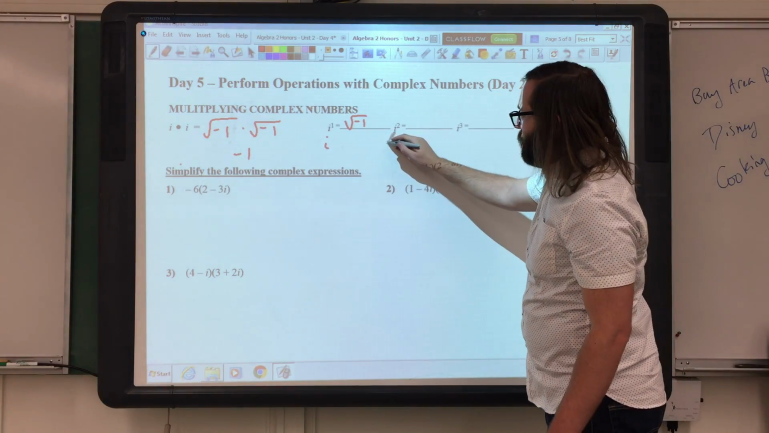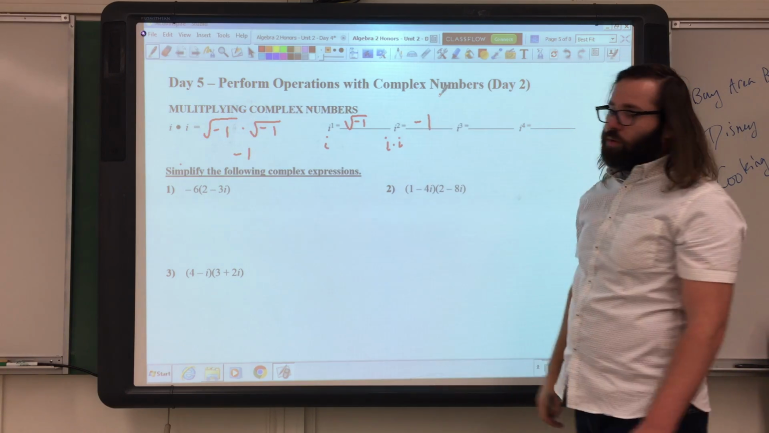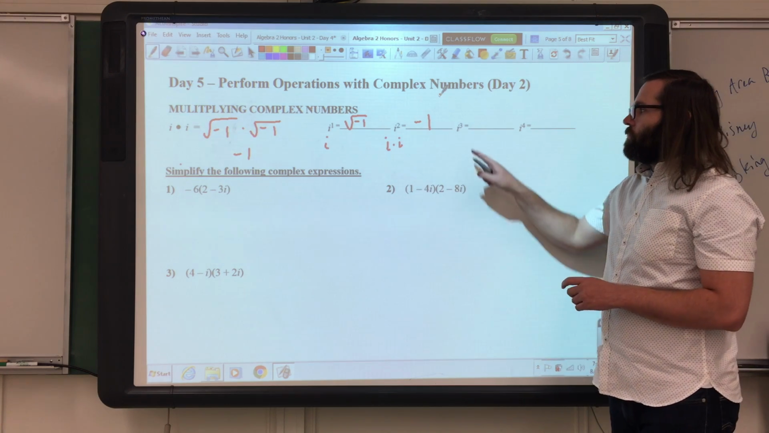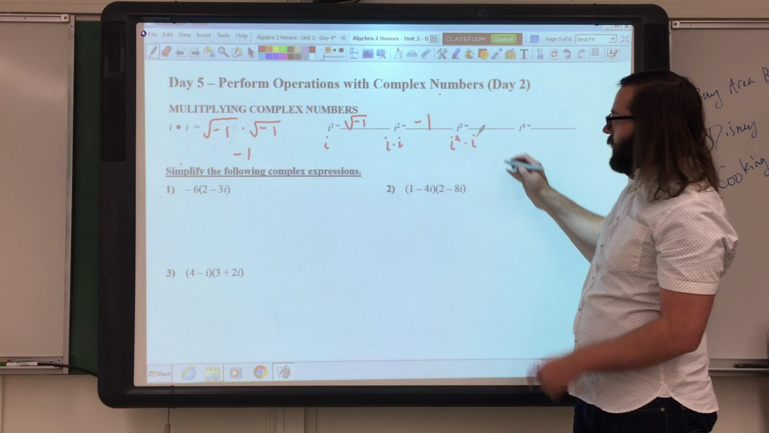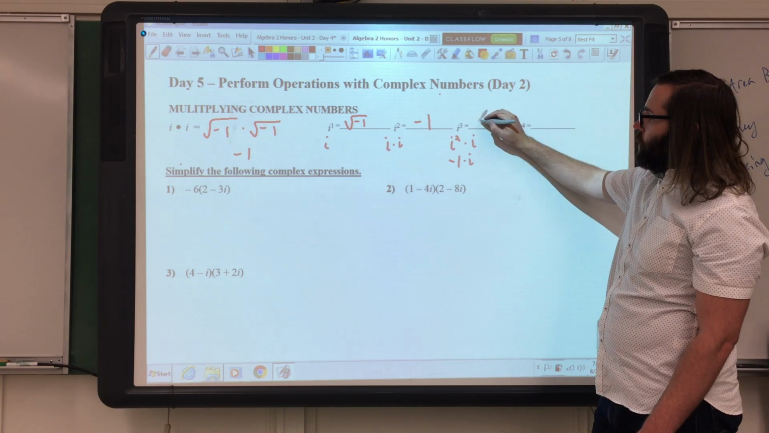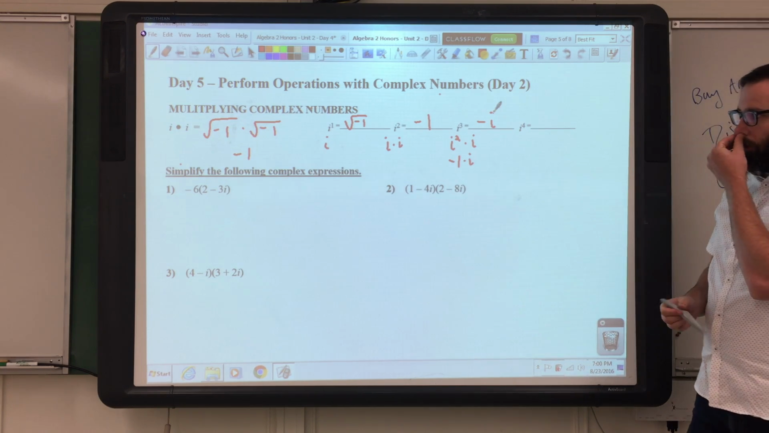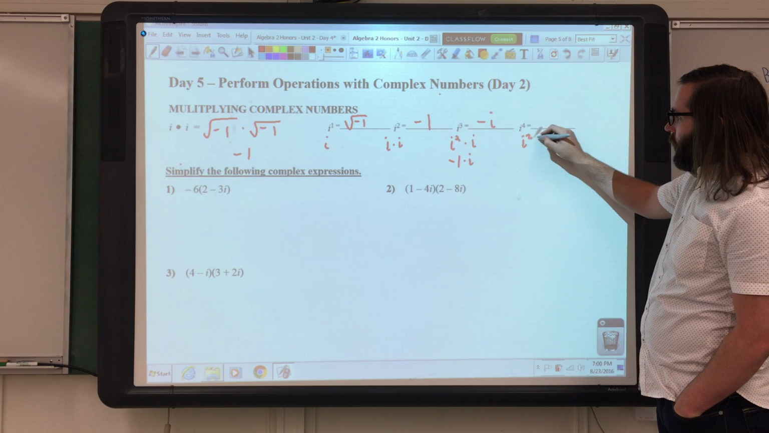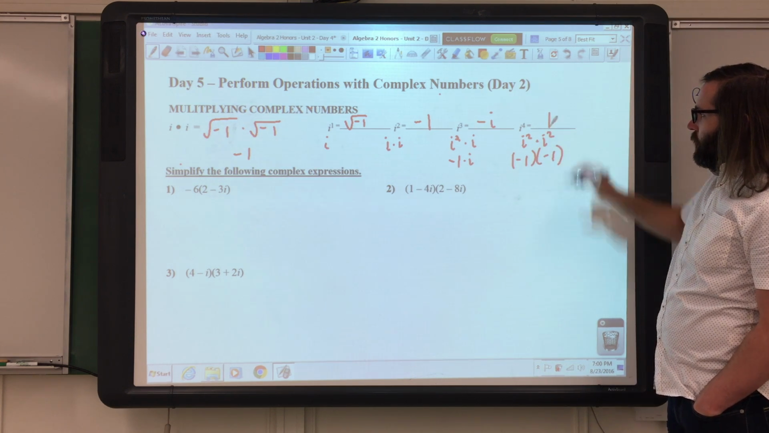We know that i squared is i times i, which we just found out. That's going to be just plain old -1. i cubed, let's split this up, we know is i squared times i, which is -1 times i. So i cubed is just -i. And lastly, i to the 4th is really i squared times i squared, which is -1 times -1, which is just 1.